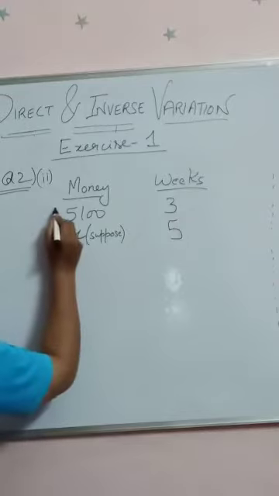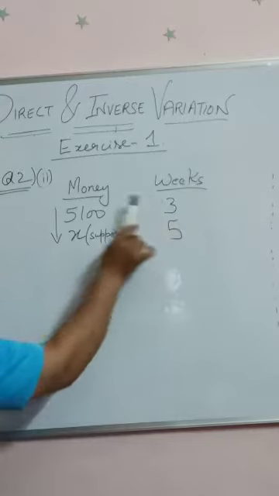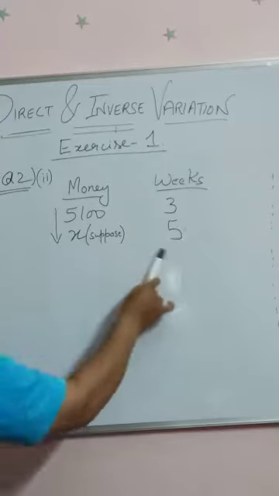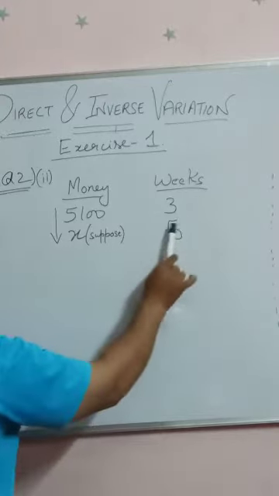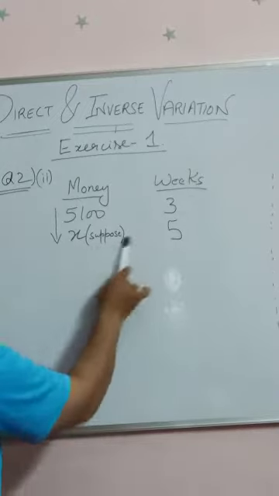The first thing I am going to do is put an arrow directed towards the unknown variable. Now I am going to check the variation from the known to unknown. In 3 weeks, the person earns 5100 rupees. Think about it. Now, if I increase the number of weeks for the person, means he has to work more. Will he earn more money or less money? Obviously, if the number of weeks is going to increase, that means the person is doing more work. So he will earn more money.